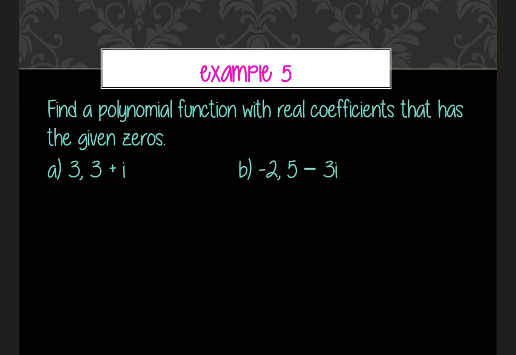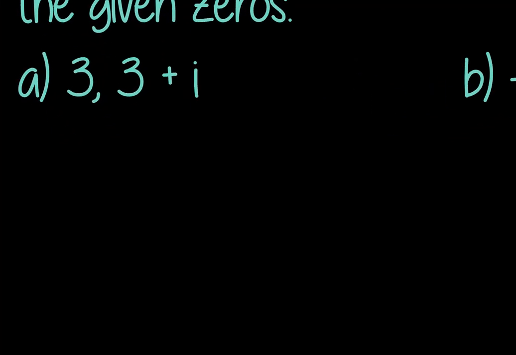So example 5 says, find a polynomial function with real coefficients that has the given zeros. So we're working backwards, like we did at the end of 2-2, where if I gave you numbers, we did x minus this and x minus this and we FOILed them out. It's the same concept, but now we're pulling in the i's. So if I look at A, it gives you 3 is a 0. It gives you 3 plus i is a 0. What else is a 0? 3 minus i. You have to know to add it on.